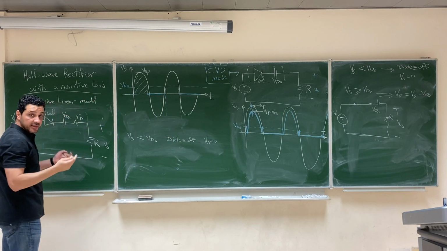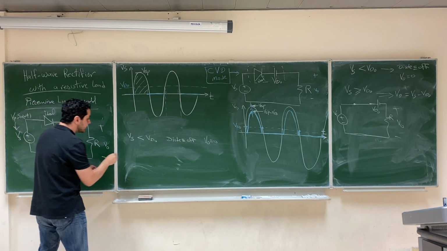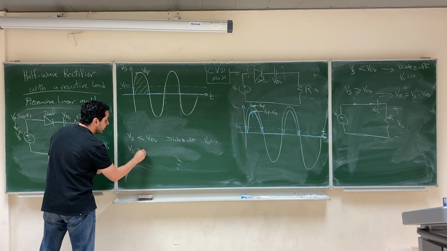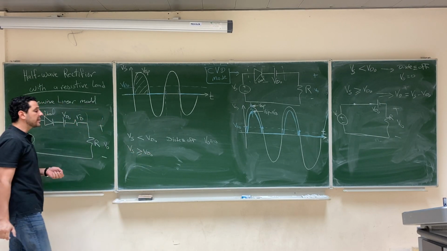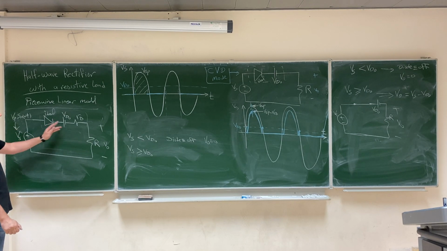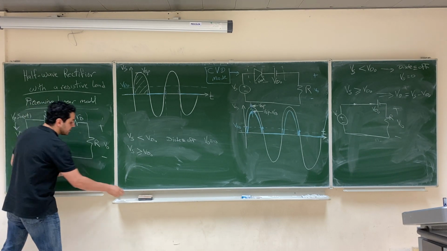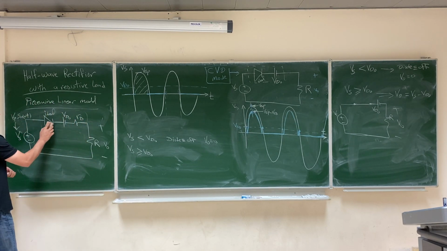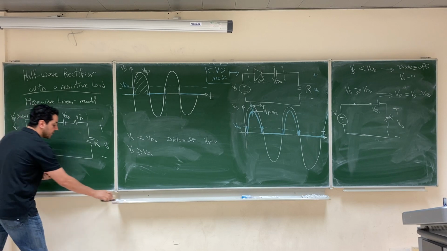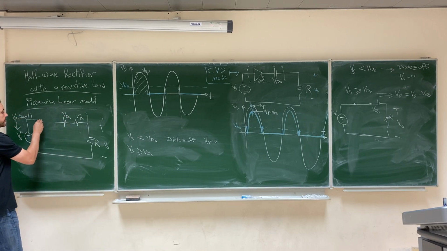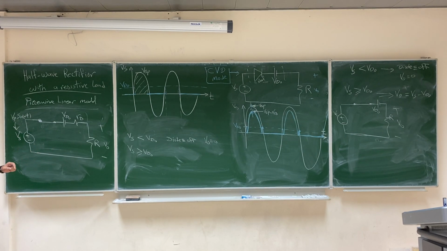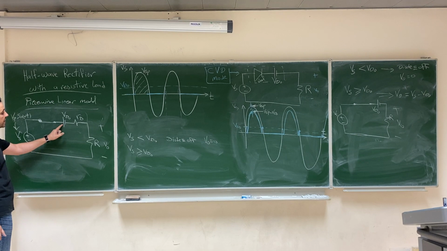And then, when Vs is greater than or equal to VDO, what happens? When Vs is greater than or equal to VDO, this ideal diode will operate and will be short circuit. And when it is a short circuit, let's replace it by short circuit, the output will be equal to what? Let's calculate the output. The output will be Vs minus VDO.